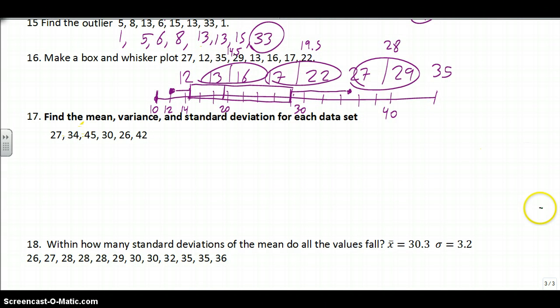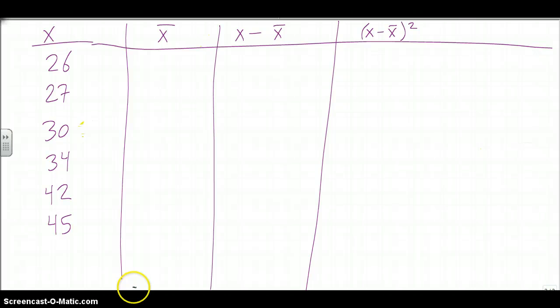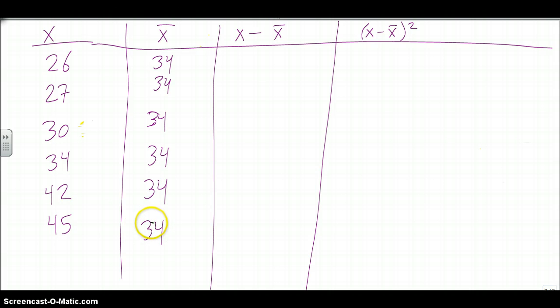Mean, variance, and standard deviation. I'm going to go to a different table. Okay, so here's our table. I rearranged the data lowest to highest. Let's find the mean first. So we add them all up and divide by the number of numbers, which is 6. I get a mean of 34. Somebody check me on that. Everything looks good. All right.